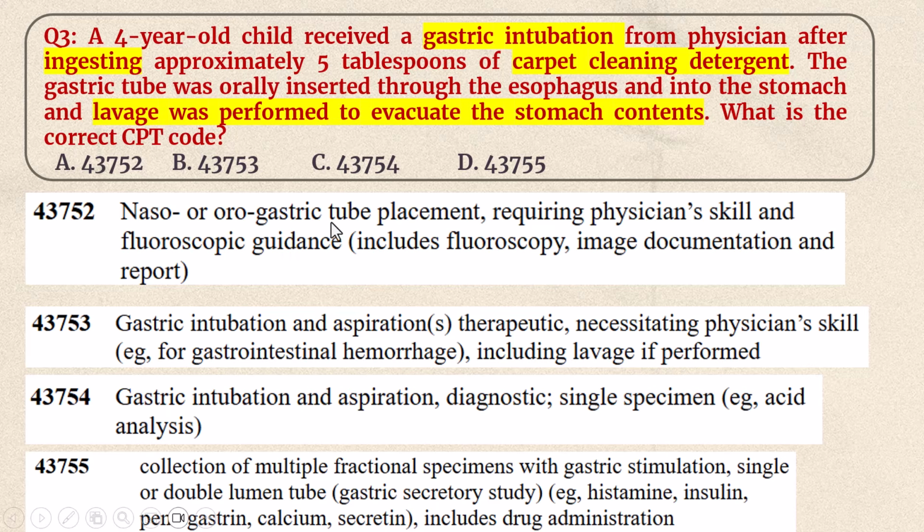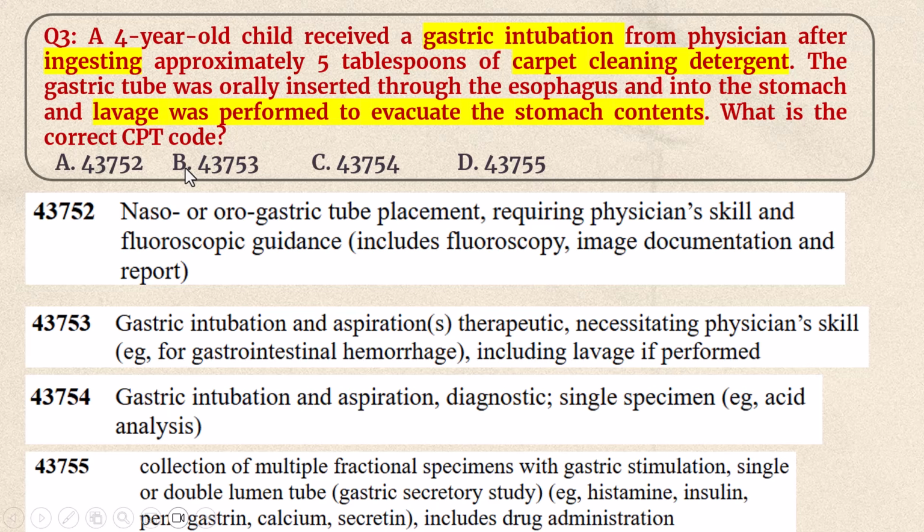So this is just for the tube placement. But in our case, we have to evacuate the gastric contents. So this is not a suitable code. When you see the other code, 43753, that is gastric intubation and aspiration, that is therapeutic, necessitating physician's skill for gastrointestinal hemorrhage, including lavage if performed. So here the physician has performed the lavage to remove the gastric content. So this 43753 is the suitable code.